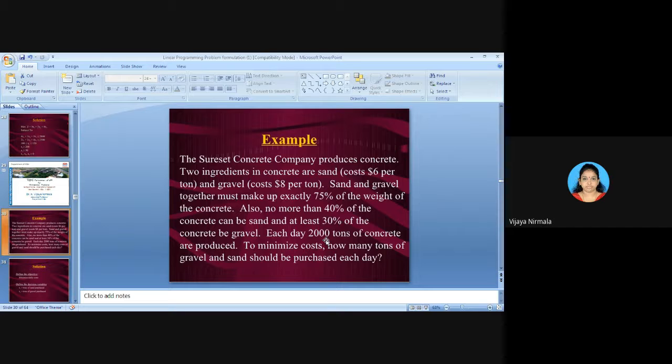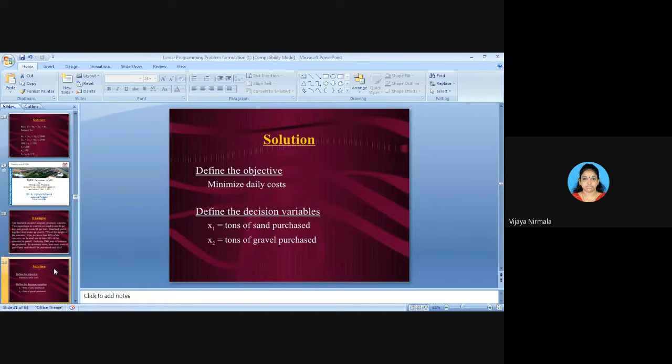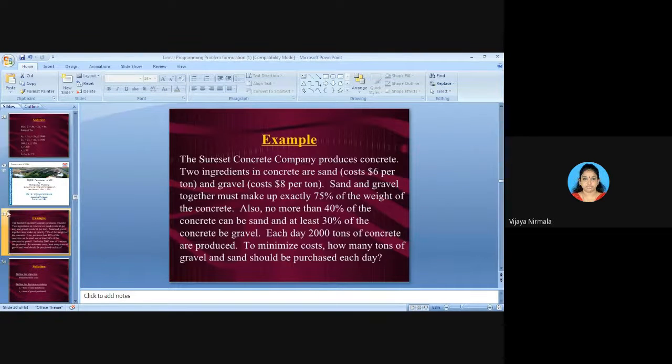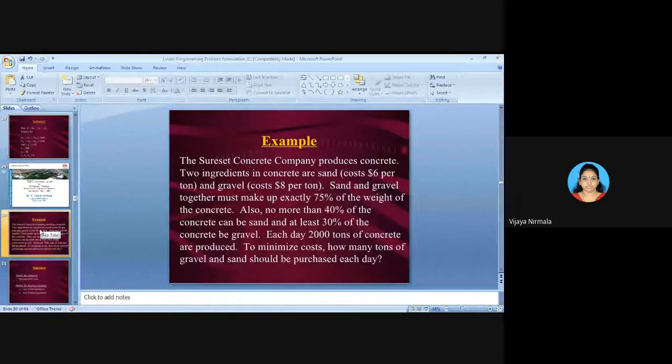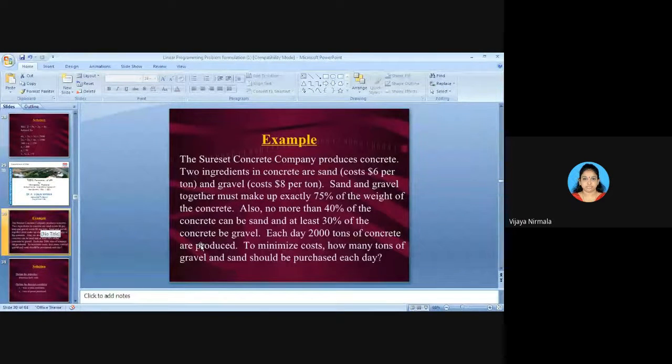First of all, let us write how you have to frame the LPP model. How to do the LPP for this problem, that we will discuss in today's session. Did you understand the problem? Whether this problem is related to maximization or minimization? First, you have to identify the objective. You need to define the objective first. Even though I said I will tell you minimization problems today, don't assume that this problem is related to minimization.